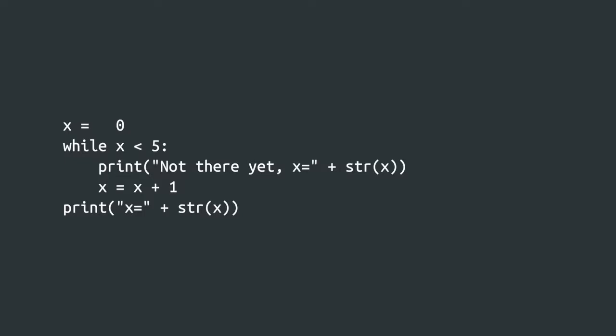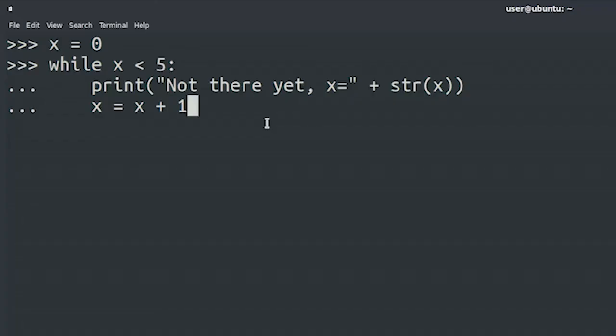And finally, the last line of our code prints the last value of x. So now that this code makes a bit more sense, what do you think will happen when we execute it? Ready to find out? Let's execute the code and see what happens.